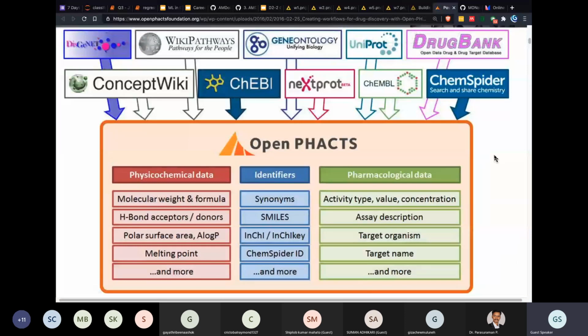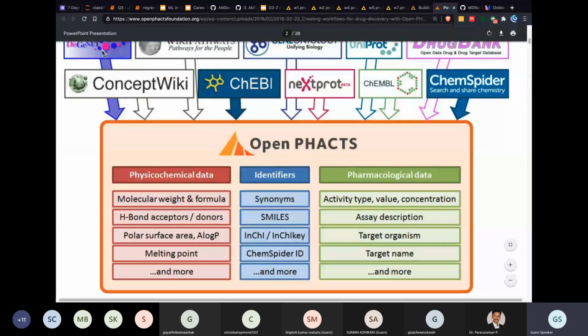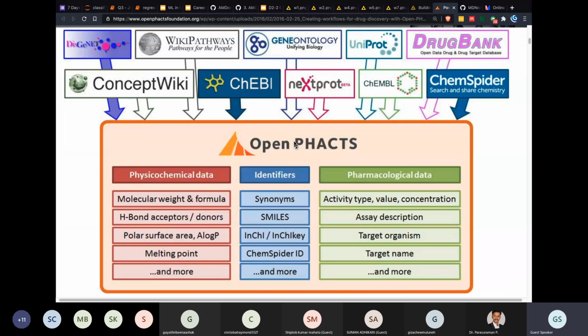They do have combinations with a lot of databases like DisGeNET. DisGeNET tells you about the relationship between the genes and the diseases. Then WikiPathways, Gene Ontology, UniProt, DrugBank, ChemSpider, ChEMBL, neXtProt, ChEBI, ConceptWiki. So Open Facts does a lot of NLP, language processing, text mining, data mining, and they combine to get you all this data, like physicochemical data, identifiers, and pharmacological data.